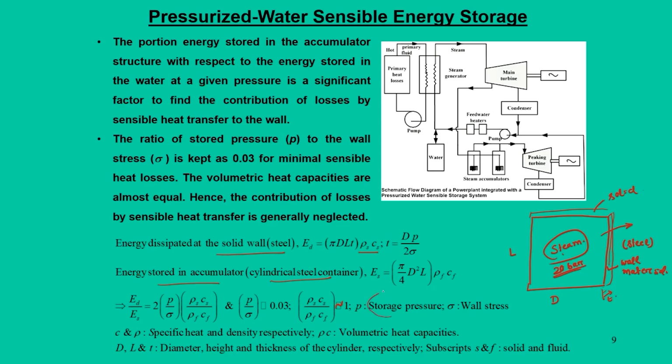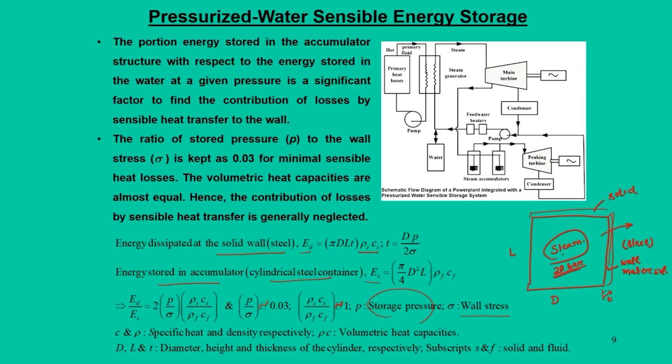The other thing is the storage pressure, which has to be withstood by the wall. For that we call it the wall stress, sigma, and this ratio P by sigma is of the order of 0.03, which determines the kind of material we should choose. So, steel is the best choice. Considering the two energy ratios, E d by E s, this number turns out to be so small that there is minimal dissipation of energy from the stored steam.